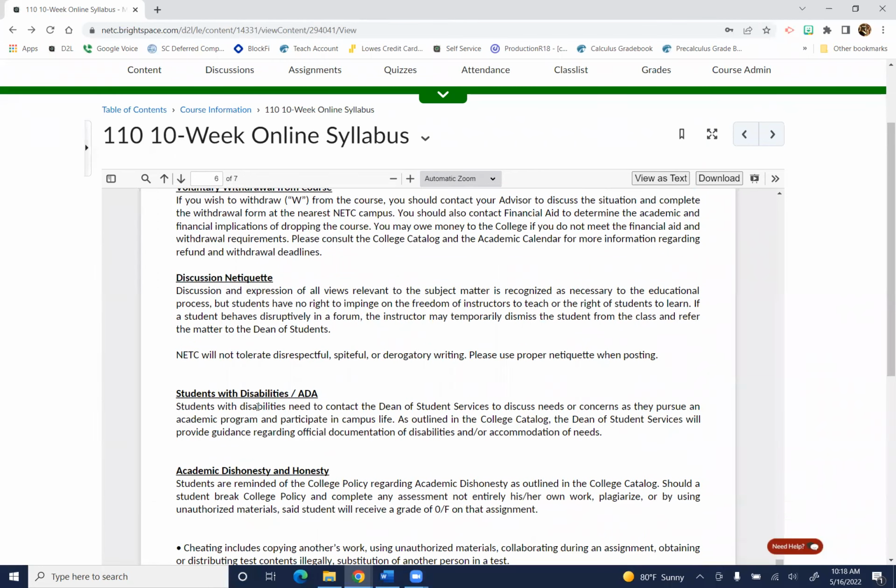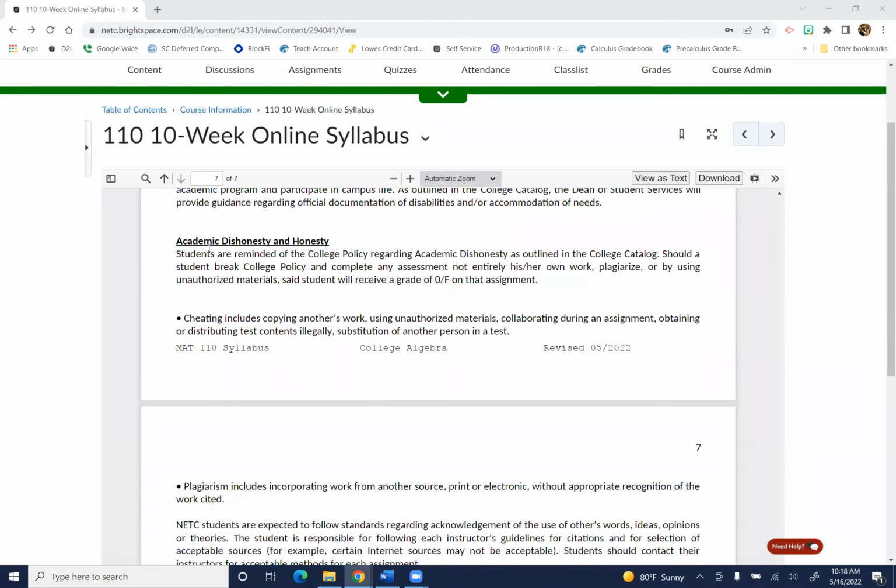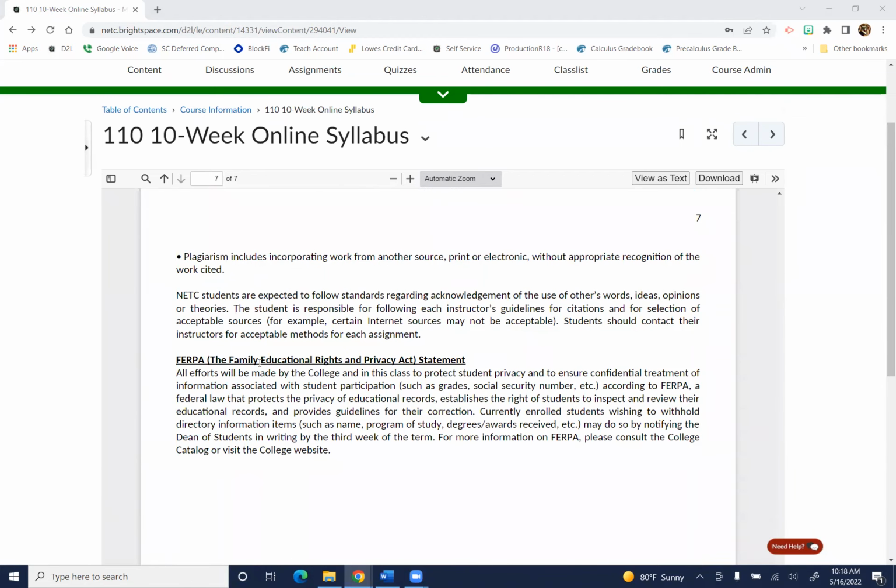Students with disability, if you do have a documented disability and require accommodation, please contact the Dean of Student Service. He or she will provide guidance regarding the official documentation of disability and or accommodation needs. All right, you can read over the academic honesty and dishonesty. FERPA, the Family Education Rights and Privacy Act statement, basically says that all your academic records are protected by this federal law called FERPA.